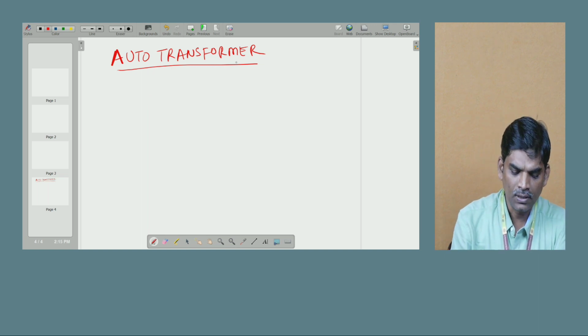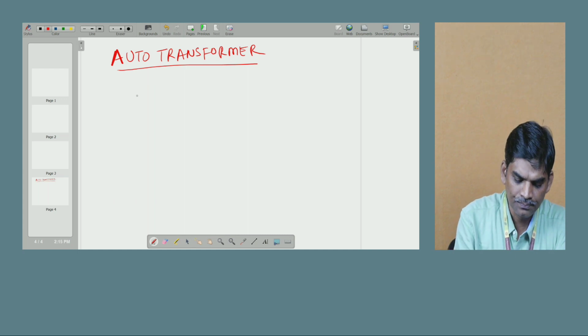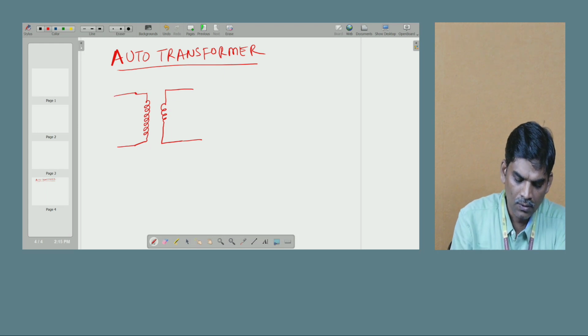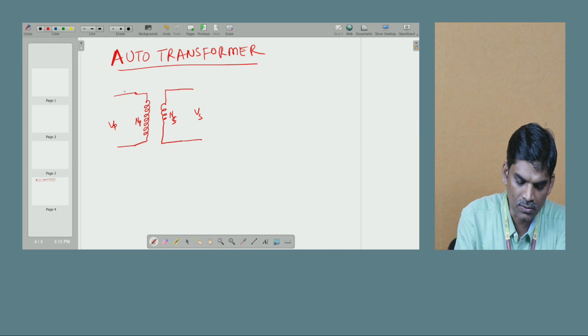For example, take a two winding transformer. This has two windings. Generally the primary voltage develops a secondary voltage. Here there are N number of turns on the primary side and a number of turns on the secondary side. Once you connect it to the source, it draws a current IP, and once you connect it to the load, it delivers IS.